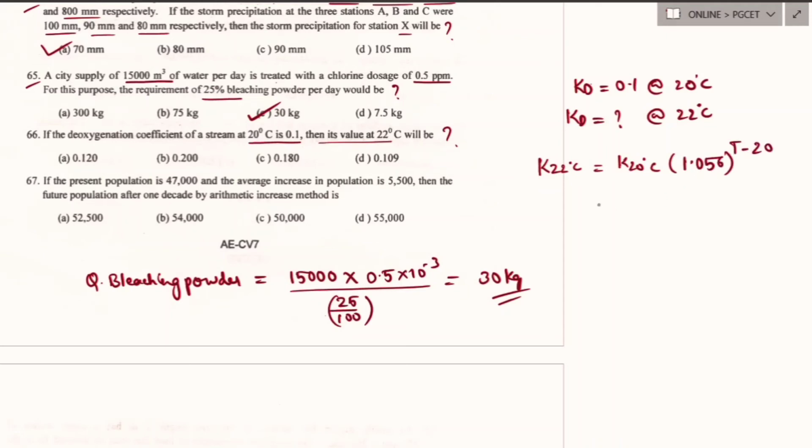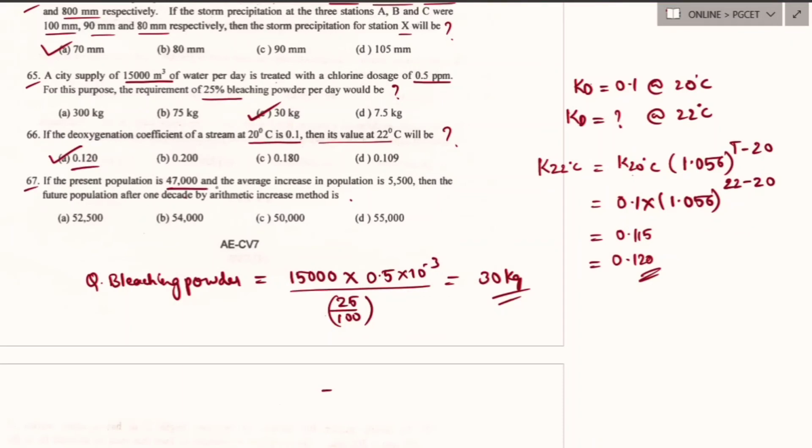So K at 20 degrees Celsius is 0.1, multiplied by 1.056 to the power of T minus 20, where T is 22 degrees Celsius, so 22 minus 20. On solving this, the deoxygenation coefficient at 22 degrees Celsius, you will get the answer as 0.115, that is nearly equal to 0.120. So option A is the right answer.